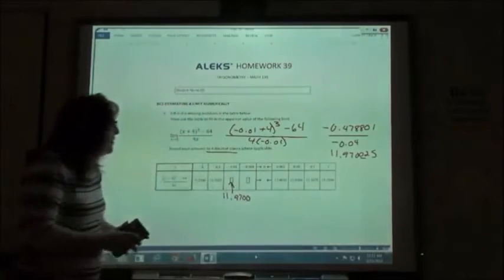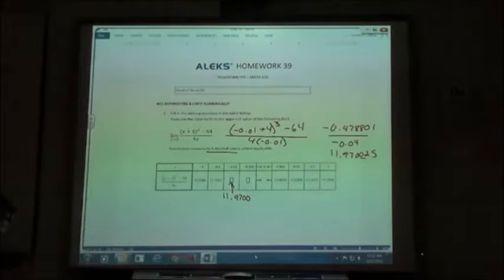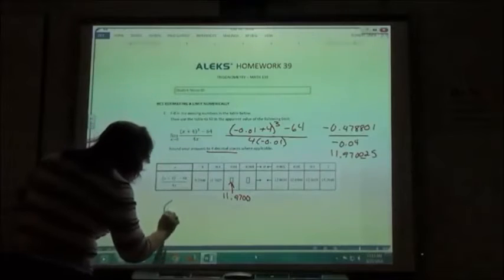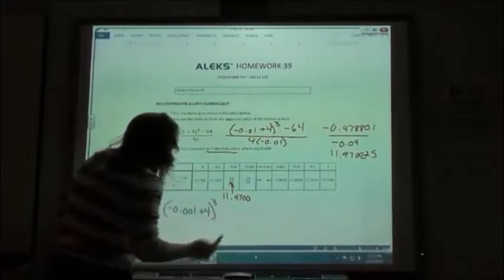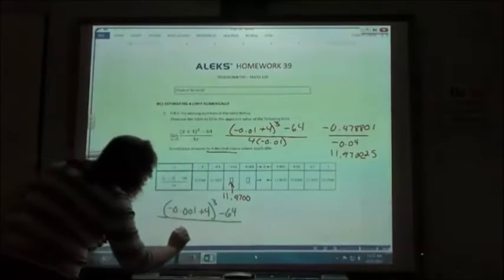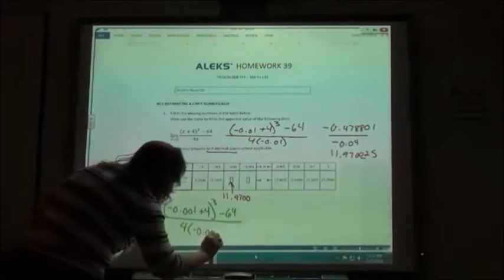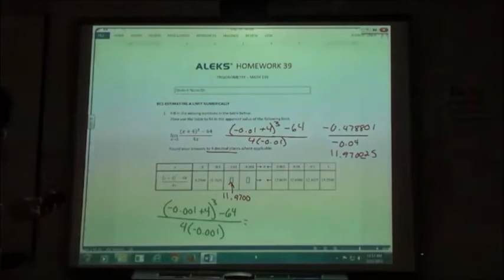We're going to do the same thing, only now we're going to use -1,000ths. So we are going to have -0.001 plus 4 raised to the third power minus 64 over 4 times -0.001. So again, calculating the top, parentheses, -0.001 plus 4, close my parenthesis, to the third power, minus 64 equals.